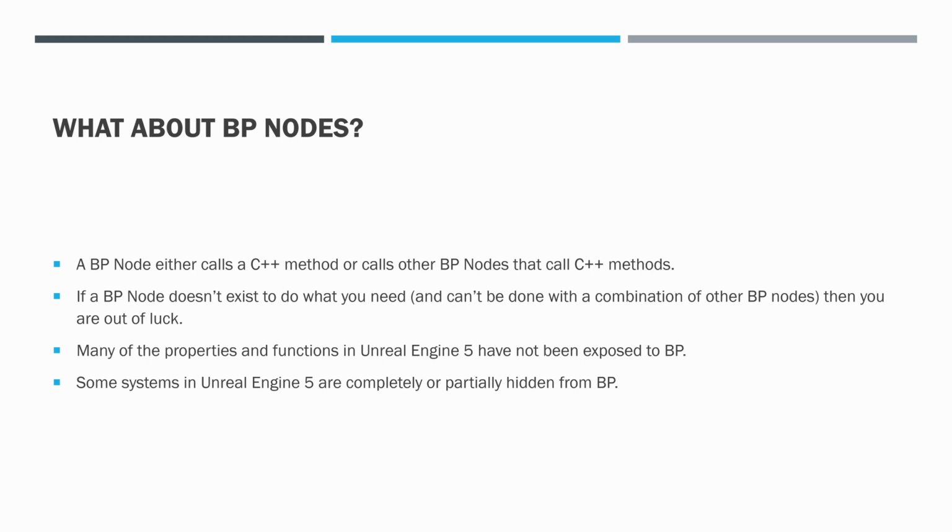Some systems in Unreal Engine 5 are completely or partially hidden from blueprints. Animation update rate optimizations is one of those systems that's hidden. It's pretty useful. Game playability system, parts of it are hidden from blueprint. Just depends on what you're doing, what kind of game you're making. What we've found is that persistent world multiplayer games often require some C++. You can't get access to everything you need in Blueprint.